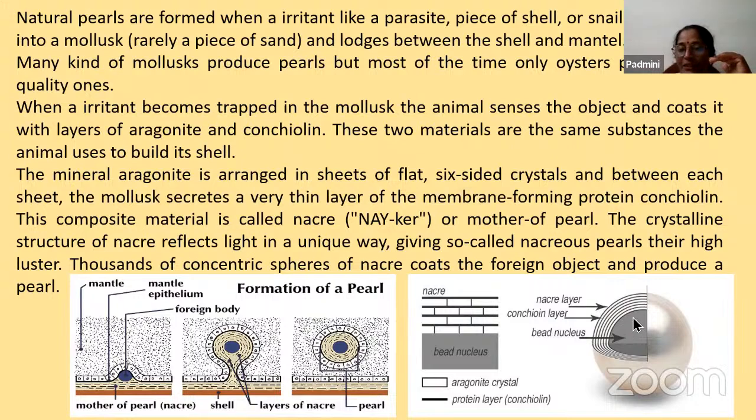And that's a bead nucleus. That is when you're going to talk about this culture. So that's a bead nucleus, or if it is a natural one, this can be any foreign body that has entered into the mollusca, so that the nacre is going to be produced on it.